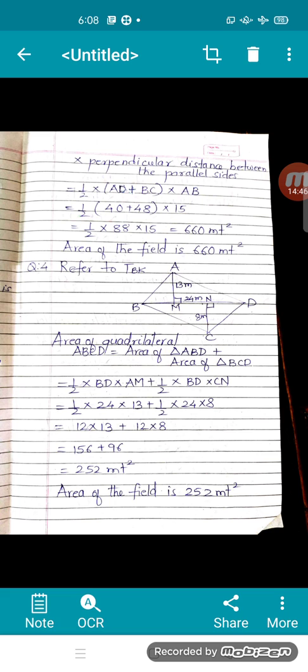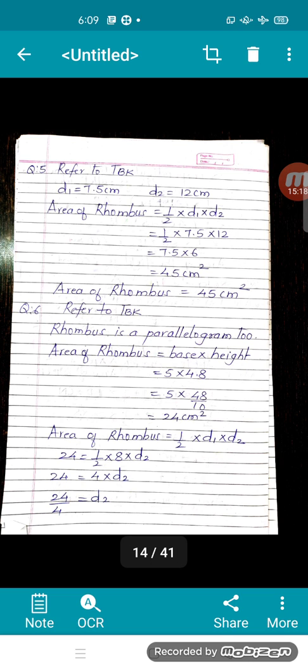Ready? Area of quadrilateral ABCD is equal to area of triangle ABD plus area of triangle BCD. Please see the figure. So the formula is half into base into height. Half into BD into AM plus half into BD into CM. So half into 24 into 13 plus half into 24 into 8. By solving it, we get 252 meters square. Write the answer. Area of the field is 252 meters square.